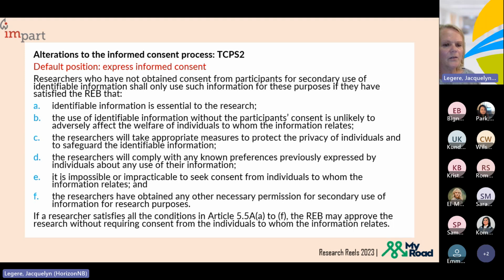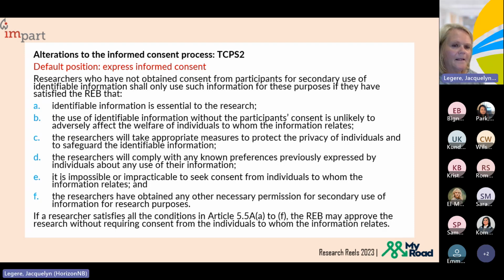So yeah, if you're going into a clinical database and there's over 500 charts that you want to look at in a retrospective manner, to go and try to contact 500 people and say, can I now use this information for research? That would be impracticable. And if it's going to jeopardize you doing your study, then the REB is going to look favorably upon that, as long as you have all those safeguards in place. And any other permissions for secondary use of information. So that may mean the department information that you're accessing, or something like that. So there you can do research, prospective research without consent.